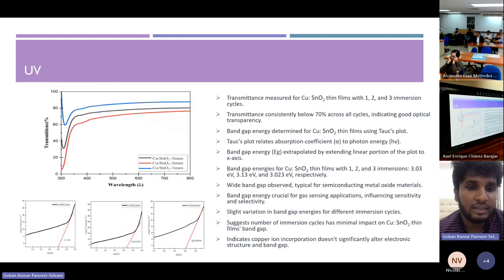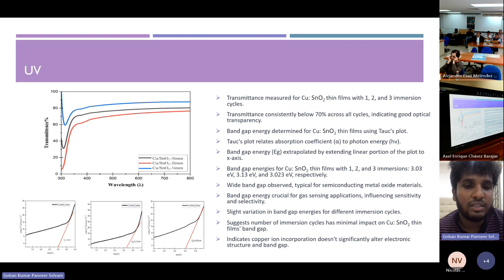You can see the transmittance for the three samples with 1, 2, and 3 immersion were across 70%, so most of the samples are 70% transparent, indicating good optical transparency. And you can see from 300 to 400 nanometers there is an absorption edge, and the band gap is calculated by using the Tauc plot.